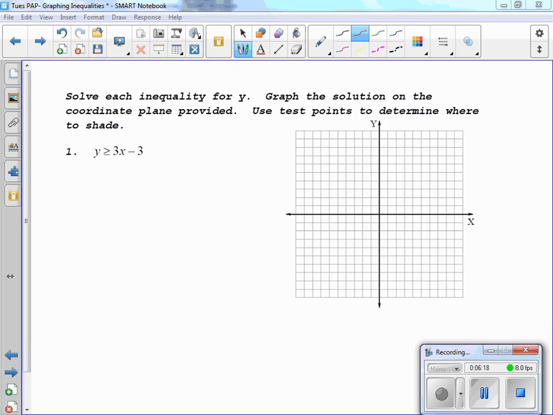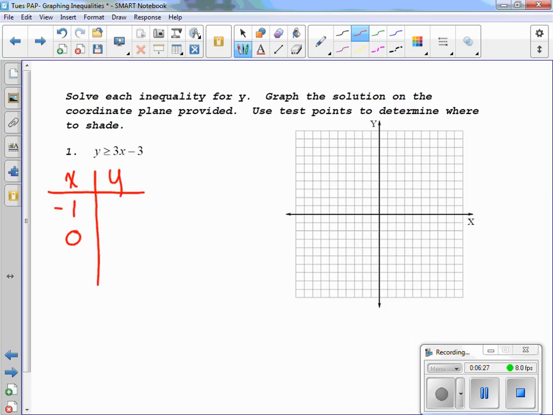Okay, so this next equation is actually already solved for y for us, which is very handy. So I'm just going to make my xy chart. I usually do -1, 0, and +1. You do need 3 points to be able to graph a line, so that's what we're going to be looking at.